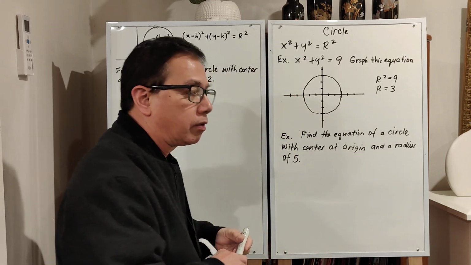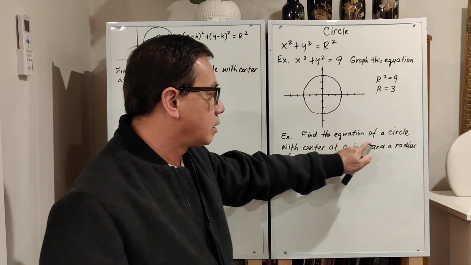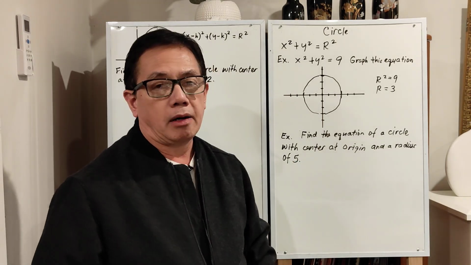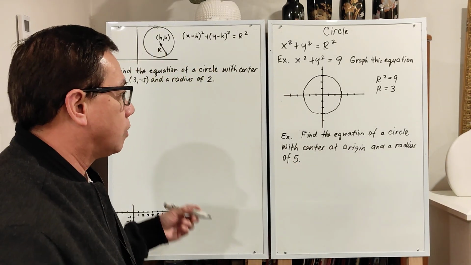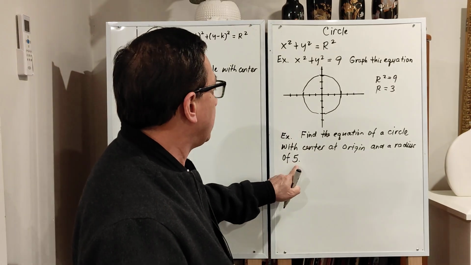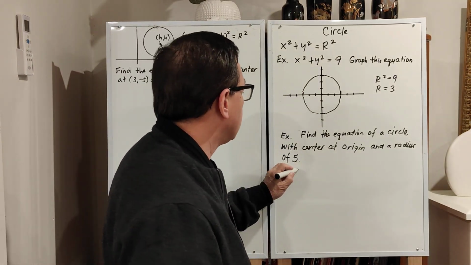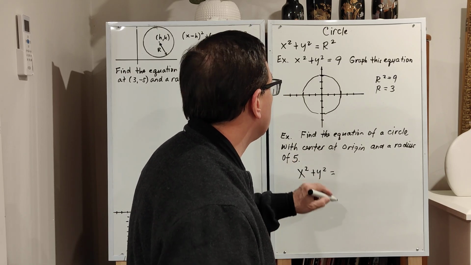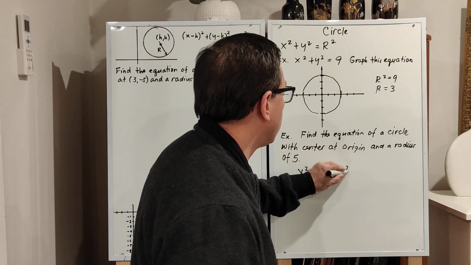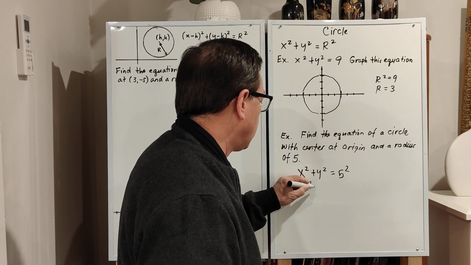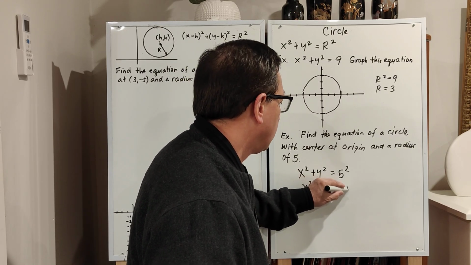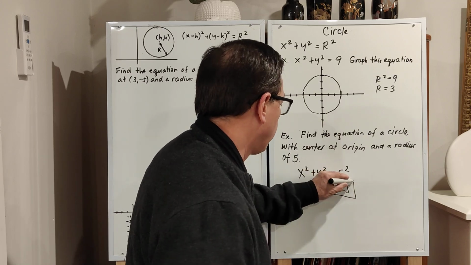Now let's reverse the question. Find the equation of a circle with center at the origin and a radius of 5. So we just plug this into the radius. You have x squared plus y squared is equal to 5 squared. So your equation will be x squared plus y squared is equal to 25.